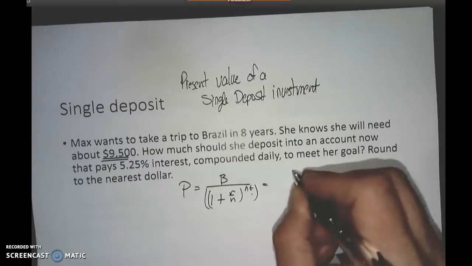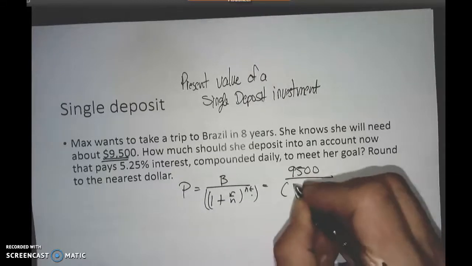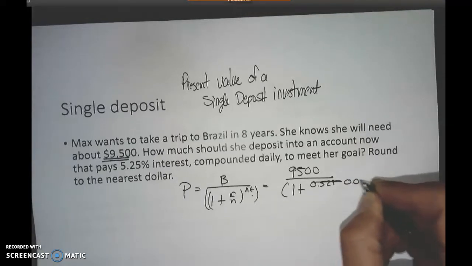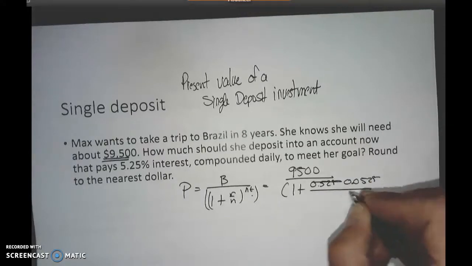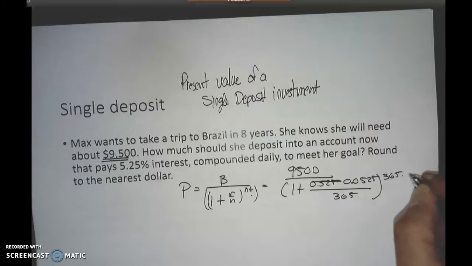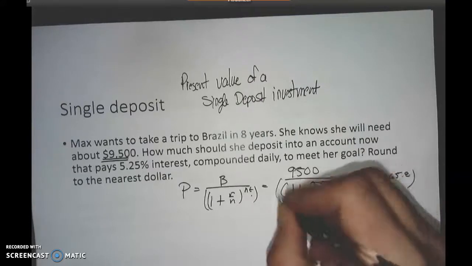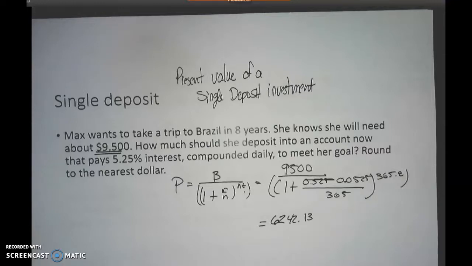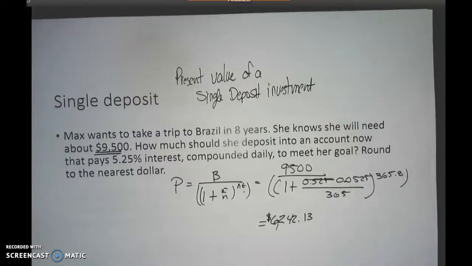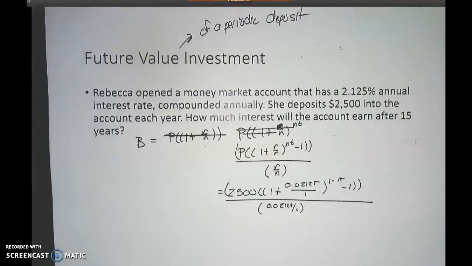So that's why it's this formula here. So then we're going to go with the amount on top, and then we're going to go 1 plus the rate. Let's get that right. And then it's compounded daily. And they're going to leave it in there for 8 years. Okay. So Max needs to deposit $6,242.13 into the account and leave it alone for 8 years for it to grow to $9,500. So she needs approximately $3,300 in interest.